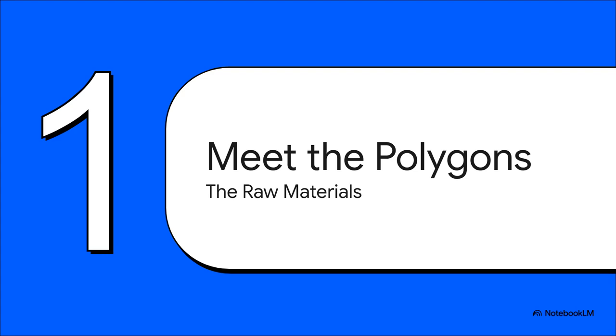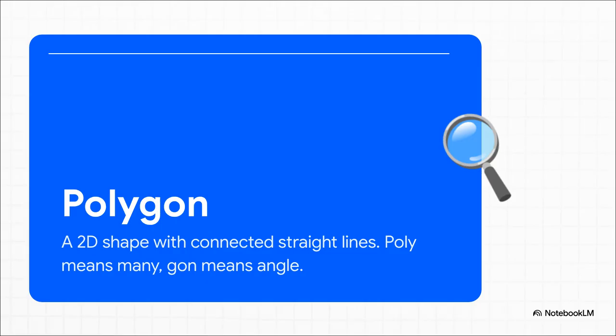Section 1. Meet the polygons. Let's establish exactly what our raw materials are. Okay, so the most crucial point here is understanding the super strict qualifications for a shape to join this geometric club. The word itself comes from poly, meaning many, and gon, meaning angle. But the rules are strict.